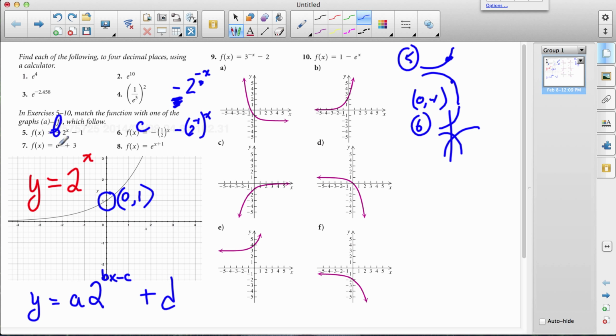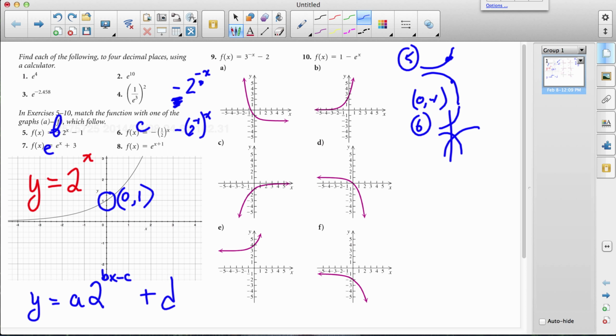Let's look at this one. Normal graph, it crosses here. It doesn't matter what the base is, but then it goes up 3. So we have to find one that crosses at 4. There, this one right here, E.